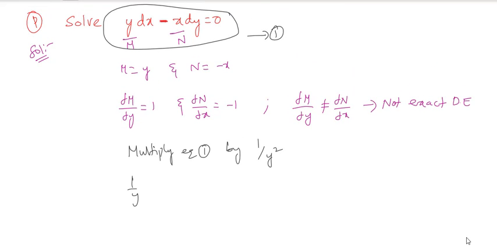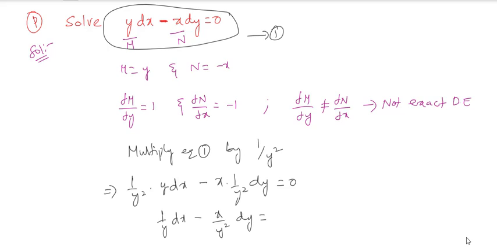1 by y square into y dx minus x into 1 by y square dy is equivalent to 0. So now what I'll have is 1 by y into dx minus x by y square into dy is equivalent to 0. So now this is the equation. Am I right or not? So take this as equation 2.